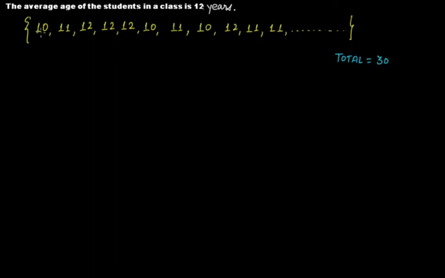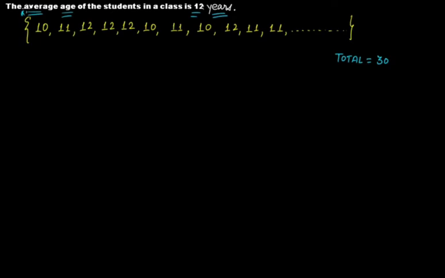So the first student's age is 10 years, the second student's age is 11 years, the third student's age is 12 years, and so on. You can clearly see that some of them are 10 years, some are 11 years, some are 12 years, and so on. But still, we say that the average age of the students in a class is 12 years. This average is the main thing.